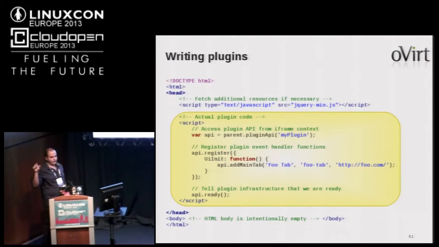That will be the label, and when I go to this main tab, it will access the URL http foo.com. At the end, I'm telling the plugin infrastructure I'm ready to use, so that basically triggers all the different events. So that's a very basic plugin, just adding a new main tab to the system.